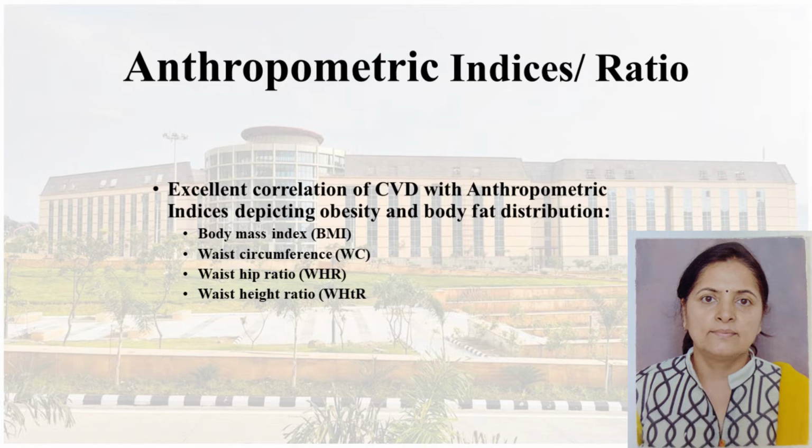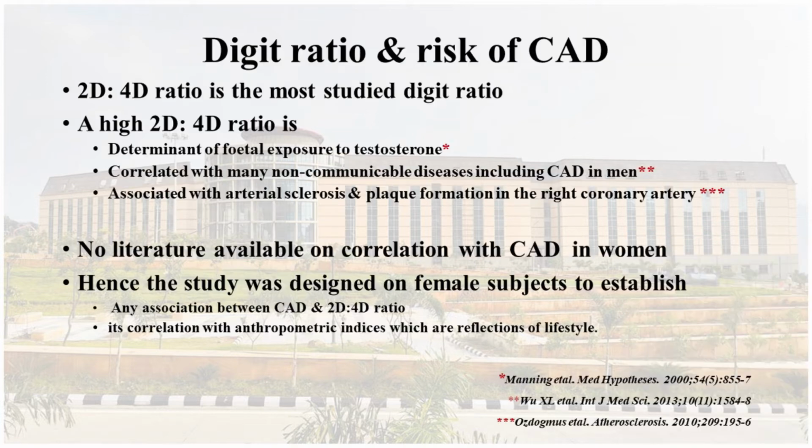Anthropometric indices are easier and non-invasive methods to depict various parameters or various associations. And those depicting obesity and body fat distribution have shown an excellent correlation with cardiovascular diseases. However, digit ratio has shown a strong correlation with coronary artery disease, especially in men.